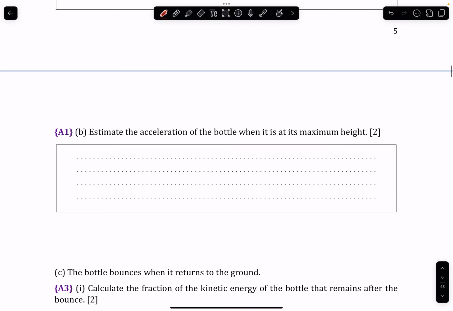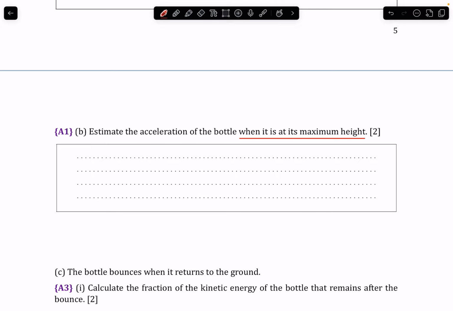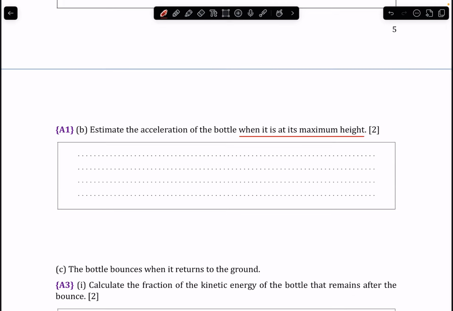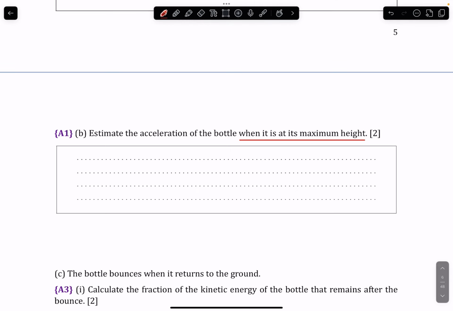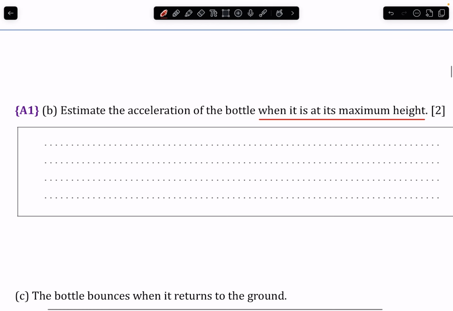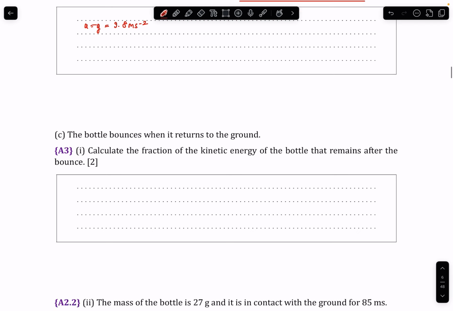Then it says to estimate the acceleration of the bottle when it is at its maximum height. When it's at its maximum height, the vertical velocity is 0, and it doesn't have anything else. So of course it will be the gravitational acceleration, which is 9.8 meters per second squared.